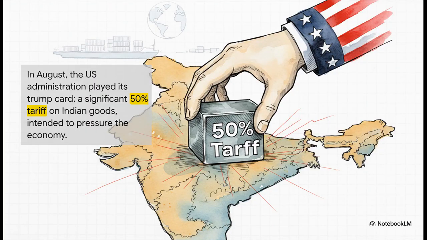So, operating under this assumption that our economy was fragile, they decided to act aggressively. In August, the United States hit India with a massive 50% tariff. The goal was pretty simple: to squeeze an economy they thought was already on the brink of collapse. This was a direct, high-stakes challenge to see if India's economy would buckle.